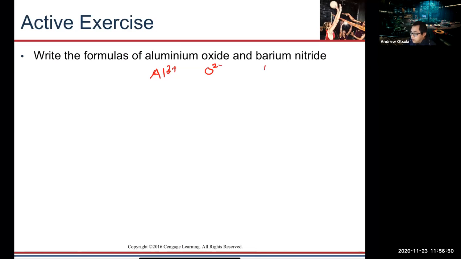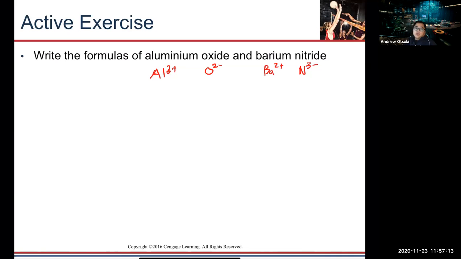Barium we talked about earlier, 2+, and then nitride is nitrogen. Remember, nitrogen has 5 valence electrons, so we subtract that from the octet rule. It wants to gain 3 electrons to reach the octet, so 3 minus is right here. So nitride is 3 minus.